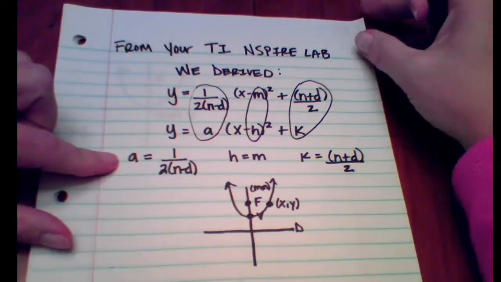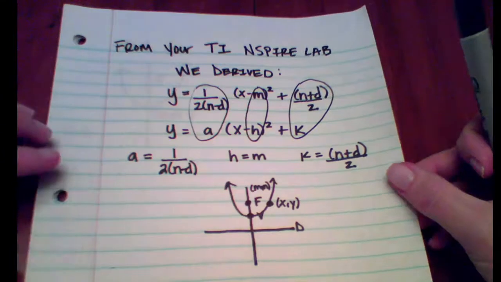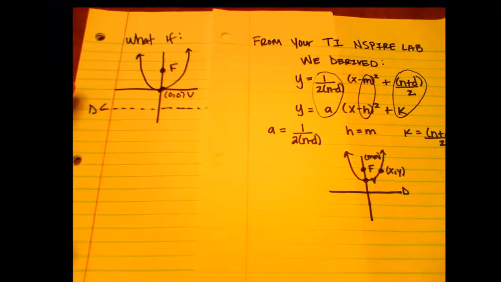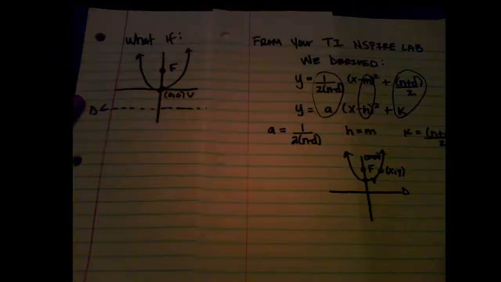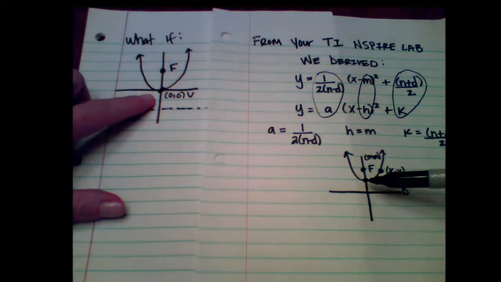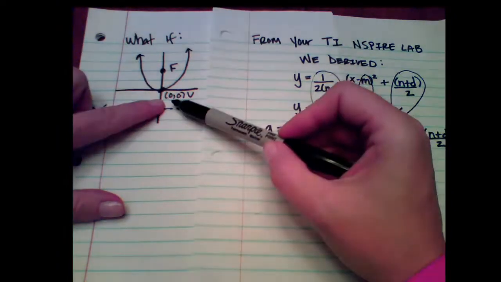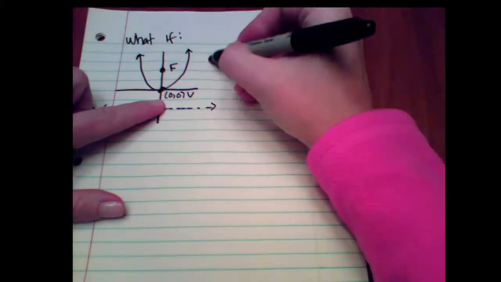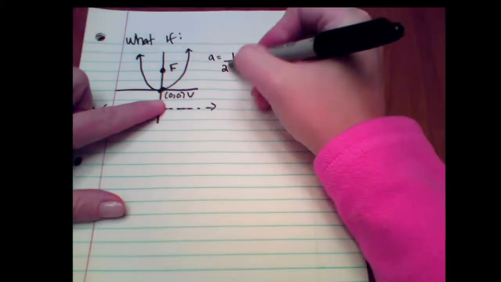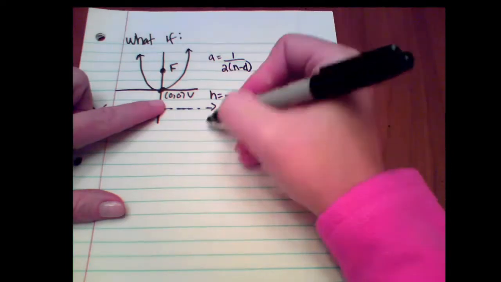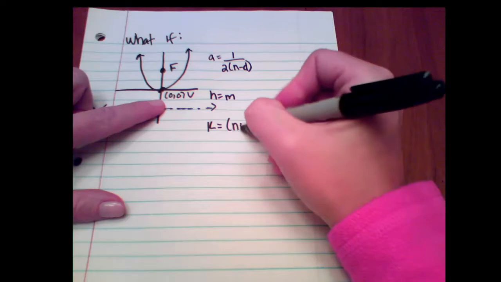Now, what if we decide that we want to talk specifically about the following parabola? What we've done in this parabola is we have specifically moved the vertex from just being an arbitrary place someplace on the graph to specifically the origin. So my values of a, h, and k are going to stay the same. My a value is going to be 1 over 2 times the quantity n minus d. My h value would still remain m. My k value will still remain n plus d over 2.